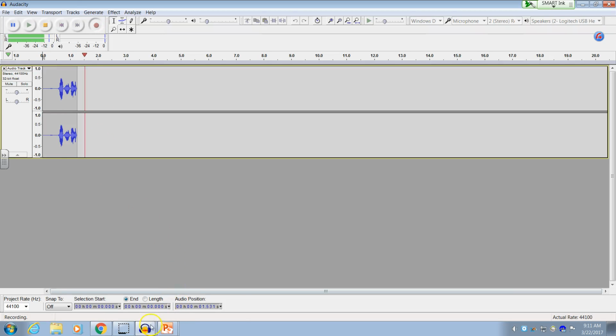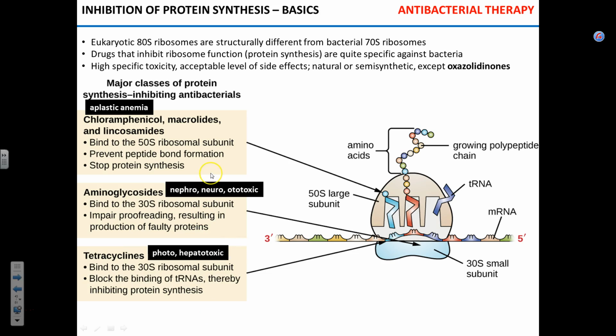We started to talk about the antibacterials, and we finished talking about the cell wall synthesis inhibitors. Right? I want to remind you we have three types. We have beta-lactams that inhibit transpeptidase, formation of the linkages between the peptidoglycan chains.